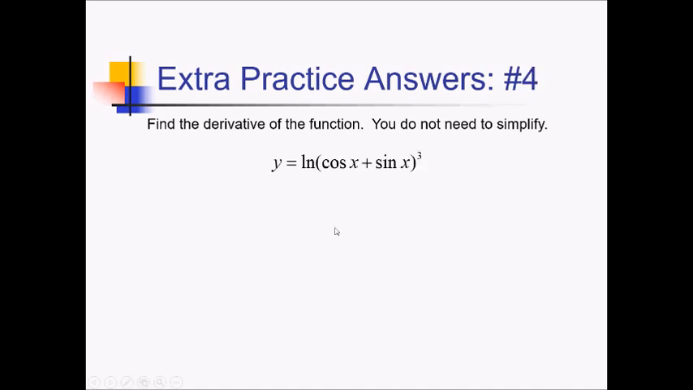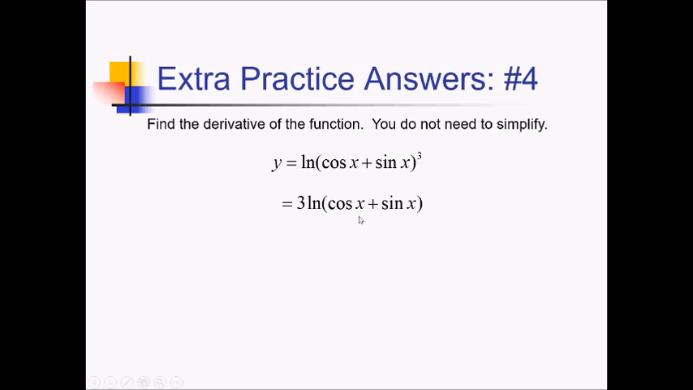For this problem, at first glance, it looks like we're dealing with a chain rule of sorts. But before we bother with this exponent, let's pop it out in front of the ln, because this is one of our log rules, right? The pop out rule. So we can write this as 3 ln of cosine of x plus sine of x. That'll save us a little bit of a chain rule here.